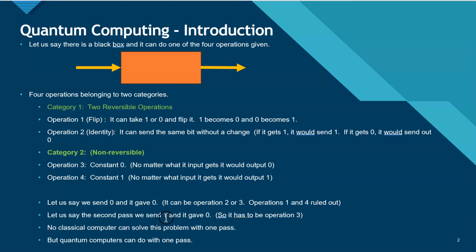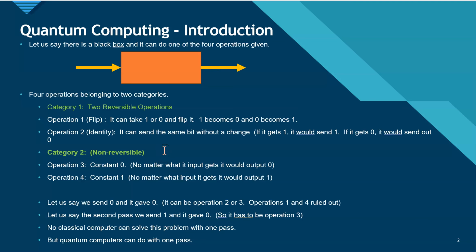Let's say the second time we send 1 and it gives 0. In this case, we ruled out operation 1 and operation 4, so it has to be operation 2 or 3. We send 1 and it gave 0. Let's look at operation 2. It's identity, which means if we send 1, it will have to give 1. So it's not 2. So it has to be 3. So you need at least 2 passes to figure out whether the operation belongs to category 1 or category 2.